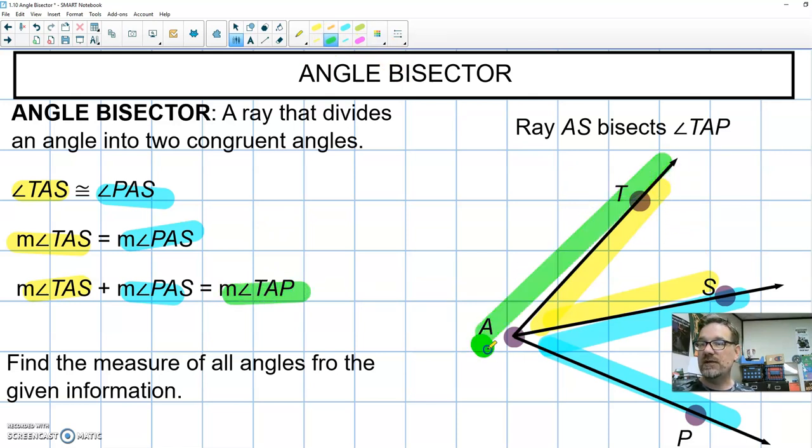Remember, the M stands for measure, just how many degrees are in it. There we go. So bisect tells us that the two angles on the inside are congruent to each other. If they are congruent to each other, they are equal. We can also say angle addition postulate. Inside plus inside equals whole thing.